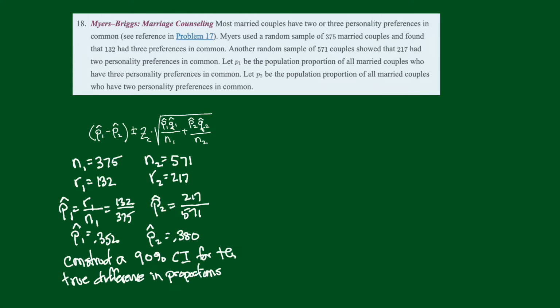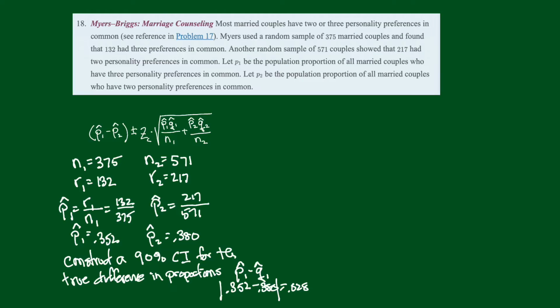Now, just out of curiosity, what is P1 hat minus P2 hat? Well, that's going to be 0.352 minus 0.380, and that gives me negative 0.028. I just want to know the difference, so I'll take the absolute value. I don't care if it's positive or negative. So there's about a 2.8% difference in our observations. Let's get a confidence interval for the actual difference.